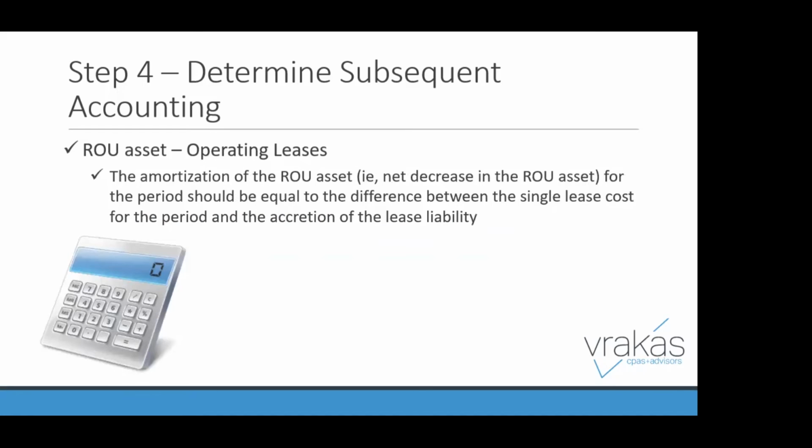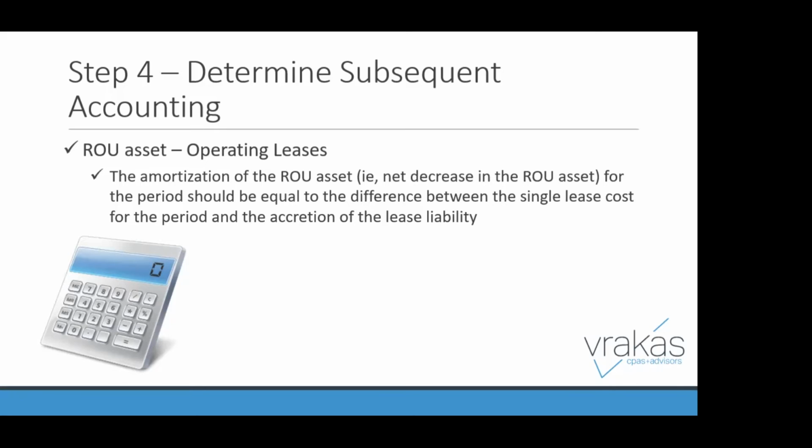In terms of the right of use asset under an operating lease, it's very interesting because the standard itself does not use this term, but all of the implementation guides use this term, that it's basically a plug method. So the amount that you're going to amortize your right of use asset each period is going to be the difference between that single lease cost or that straight line amount that you calculate and the amount that you're recording as the accretion of the lease liability.